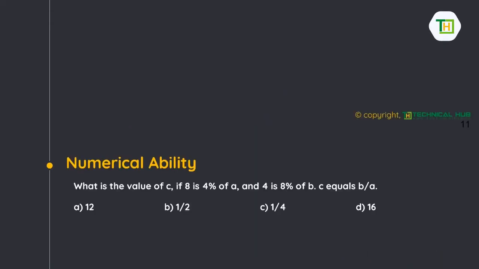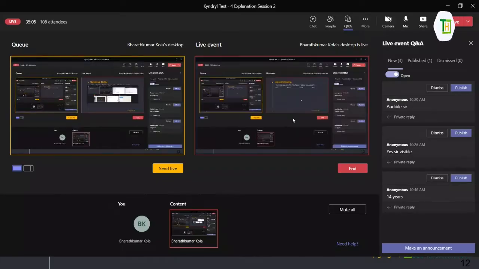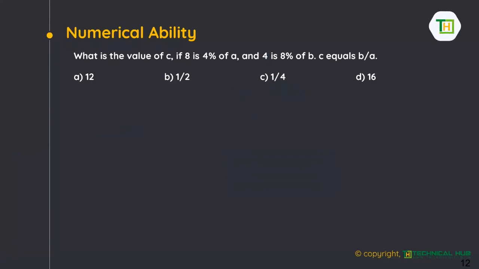Next question. See, what is the value of C if 8 is 4% of A? 8 is 4% of A. So A is equal to how much? From this, A is equal to 2 into 100, 200. A is equal to 200.